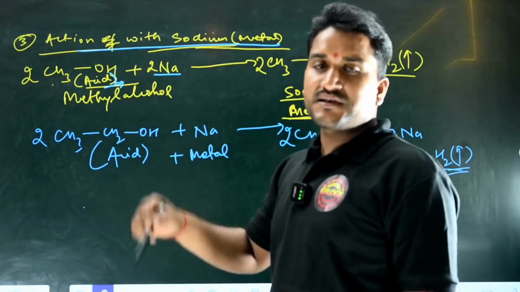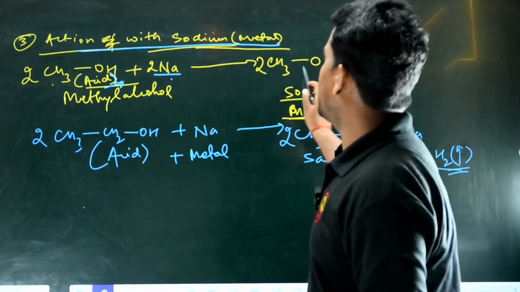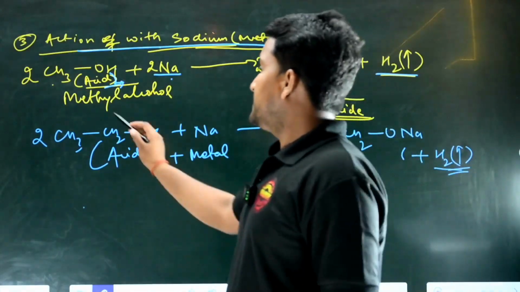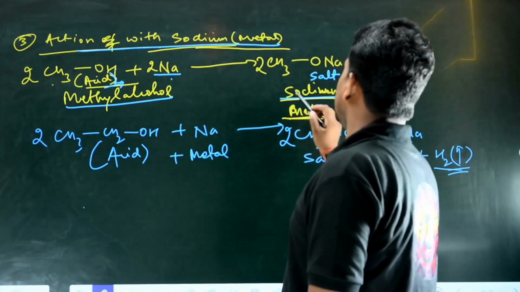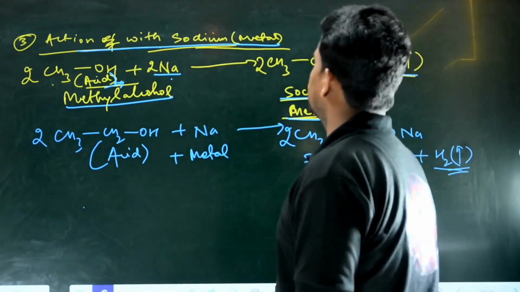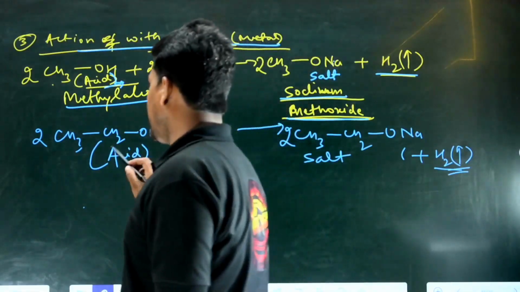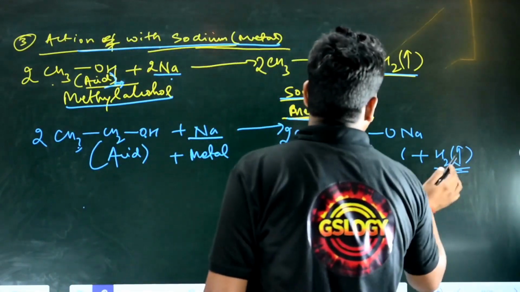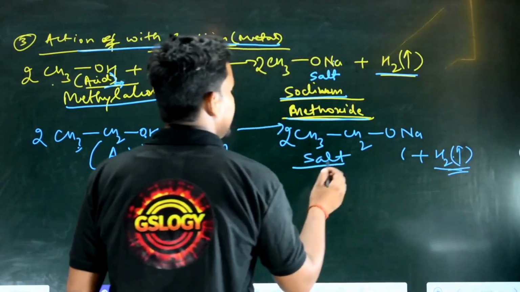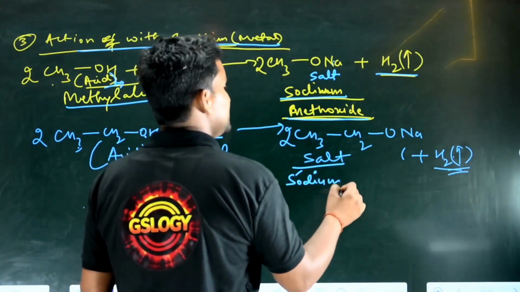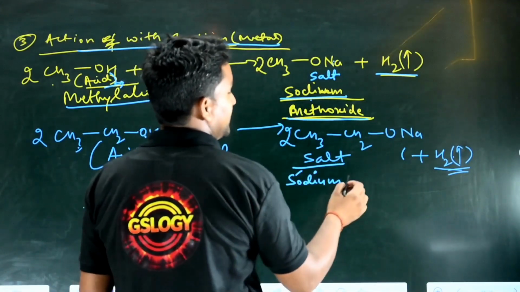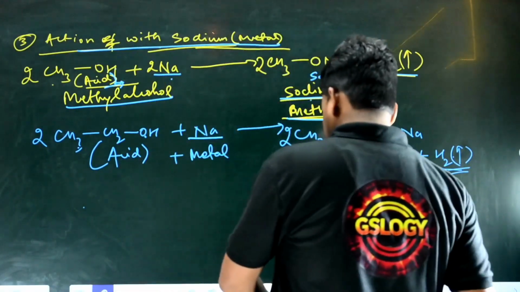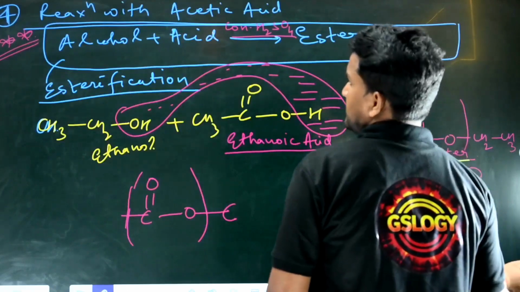You know very well, the reaction of an acid with a metal will form salt plus hydrogen gas. Methyl alcohol gives sodium methoxide. Similarly, ethyl alcohol, when treated with Na, will form salt plus hydrogen gas, and it is sodium ethoxide. Clear everyone? Let's go on to the next topic.